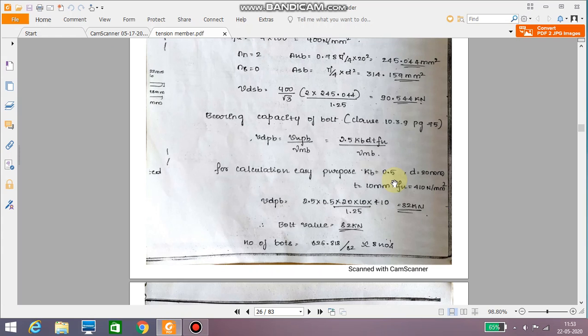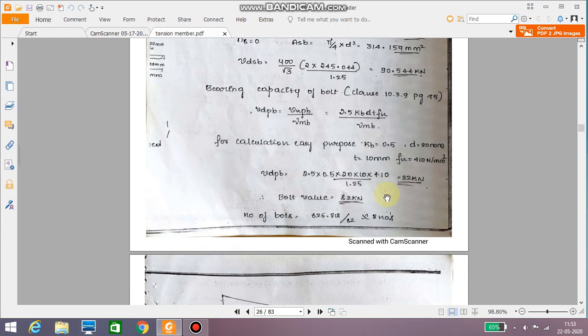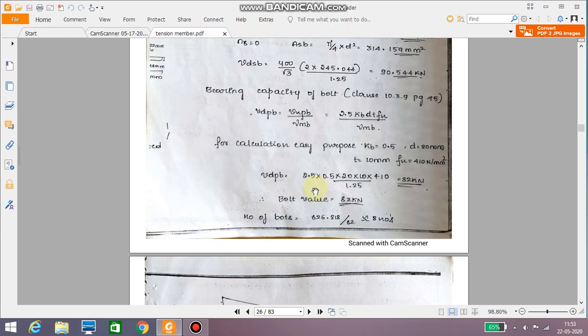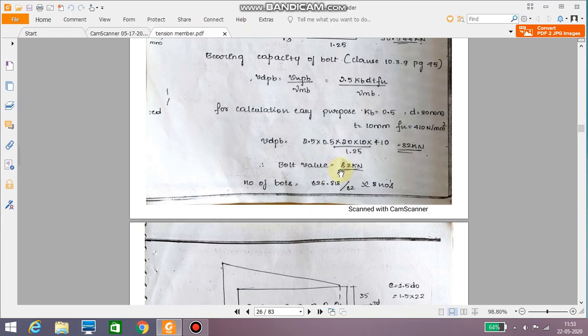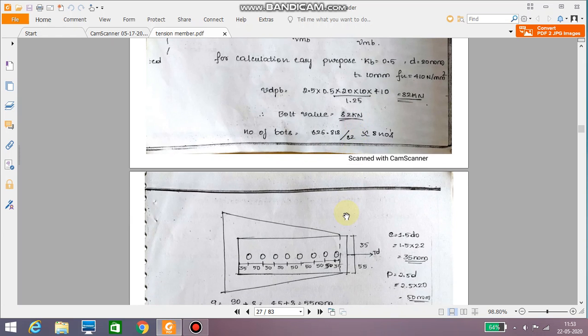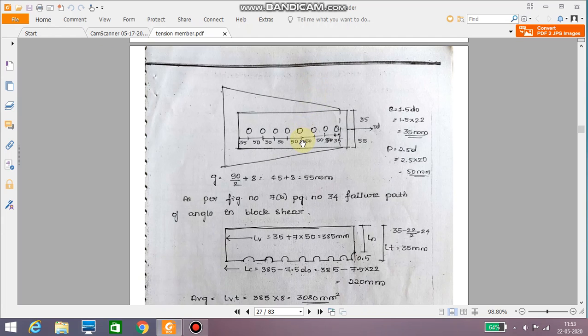Otherwise you need to calculate the edge distance and pitch distance, then you have to calculate the Kb value. Kb value is the least of four values, so you know. So if we get Vdpb equal to 82 kilonewton, out of Vdpb and Vdsb, the minimum value is the bolt value, so the bolt value is 82 kilonewton. Therefore number of bolts equal to 626, that is Td divided by bolt value, it is approximately 8 numbers. 7 point something you will get, we will take it as 8 numbers.